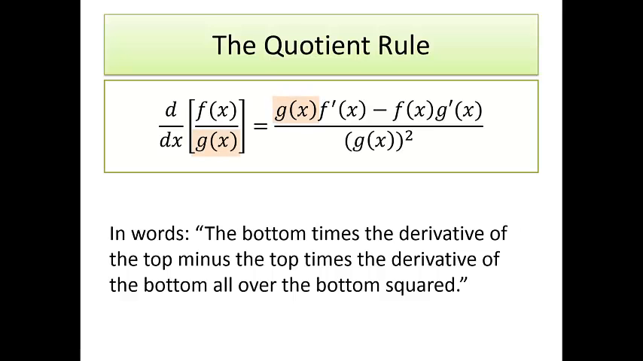So it's the bottom function times the derivative of the top function minus the top function times the derivative of the bottom function, all divided by our bottom function squared.